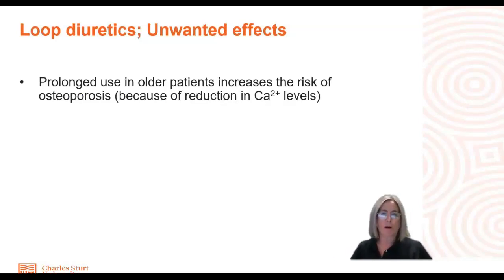And that's because calcium transport is linked to potassium transport. So with using a loop diuretic, if you're inhibiting the reabsorption of potassium from the filtrate into the blood, you're also going to inhibit calcium reabsorption. So calcium is going to be lost in the urine as well, and that can therefore increase the risk of osteoporosis, which older people are already at risk of developing anyway.